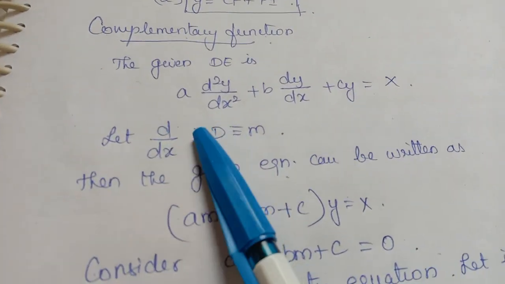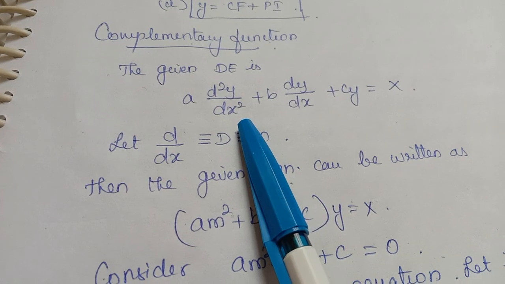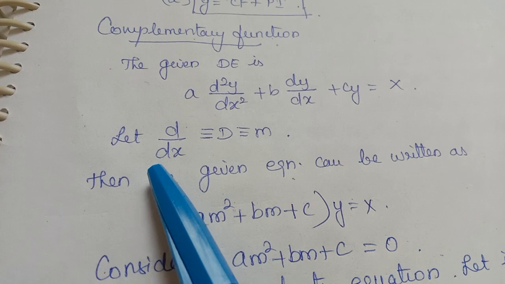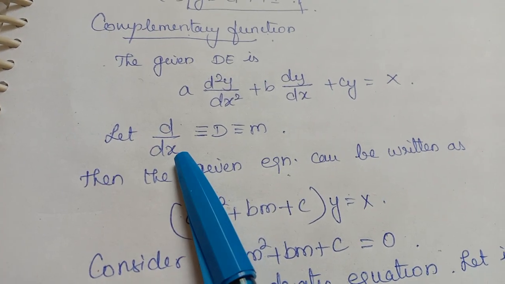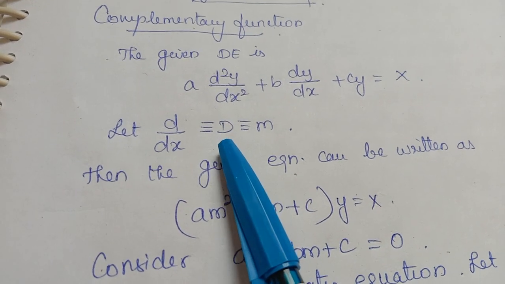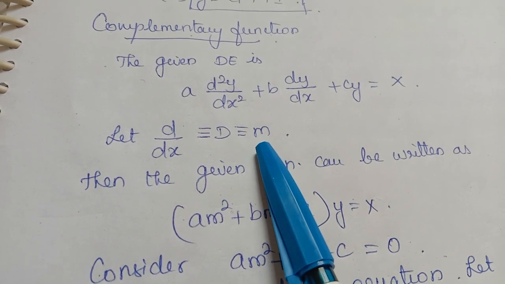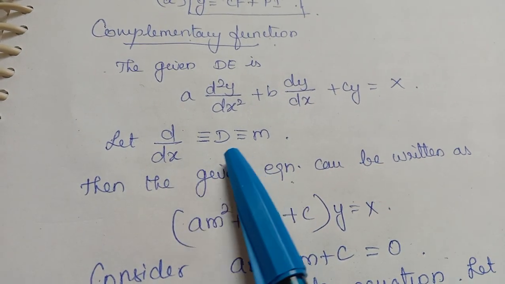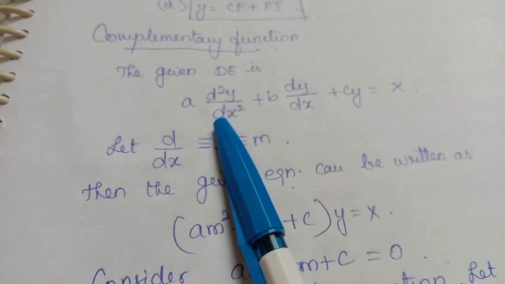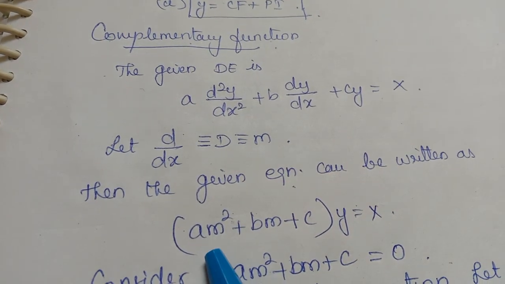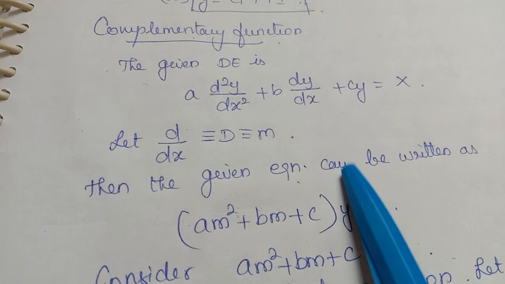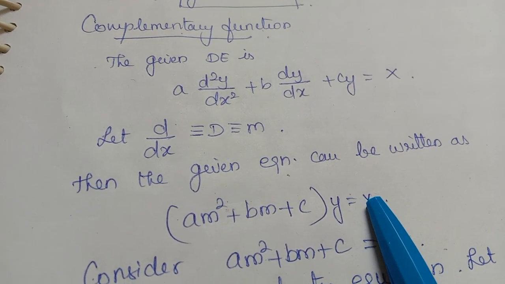First let me write the given differential equation, a d square y by dx square plus b dy by dx plus cy equal to X. Now this d by dx is the differential operator. That operator we can write as capital D. I am going to replace it by m. For finding the complementary function, I am just going to replace the operator by m. So this equation will become a into m square plus b into m plus c into y equal to capital X.